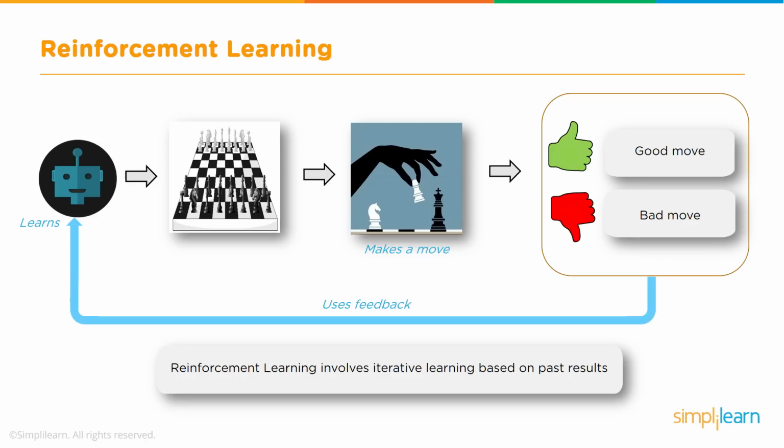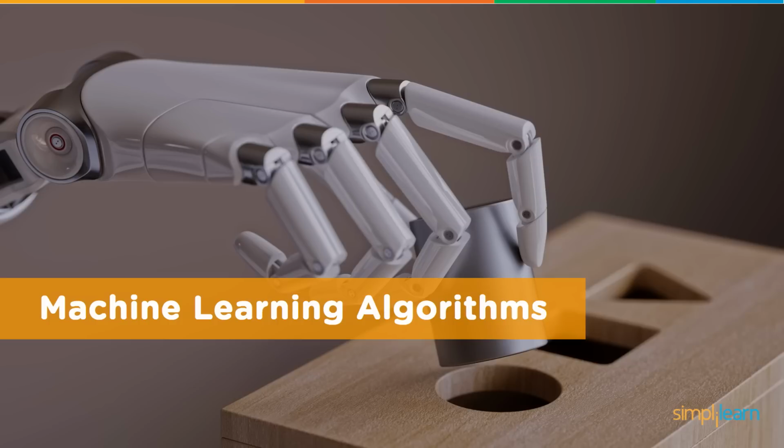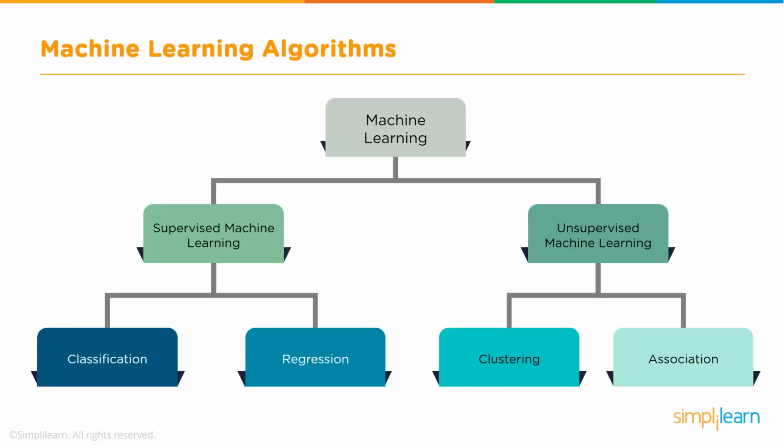Each of these algorithms comes under each type of machine learning. Now, let's talk about some machine learning algorithms. The main objective of a machine learning algorithm is to solve a certain kind of problem. So to solve each of these problems, we have a particular algorithm. Under supervised machine learning, we have the classification problem and the regression problem. And under unsupervised machine learning, we have the clustering and the association problems. Now let's talk about each of these problems in detail.